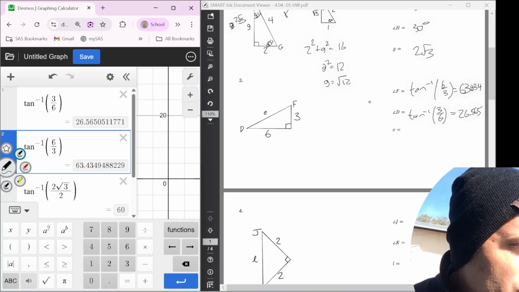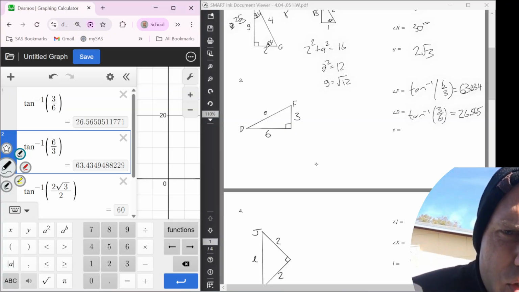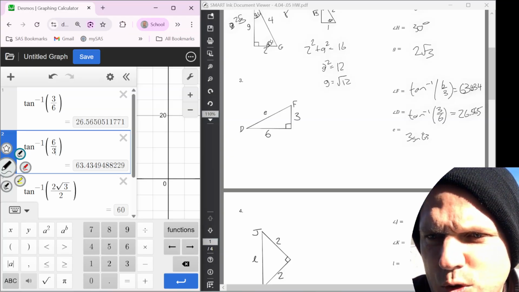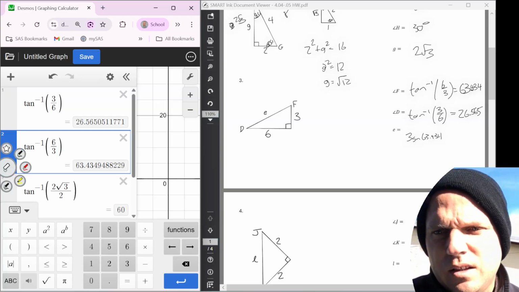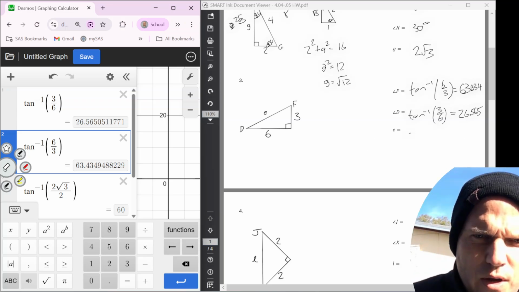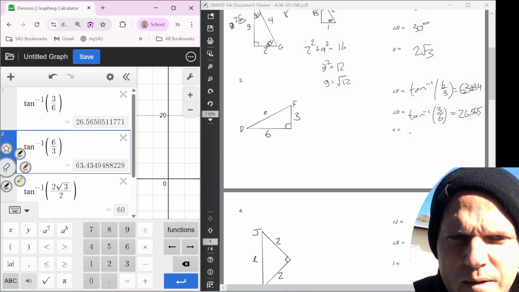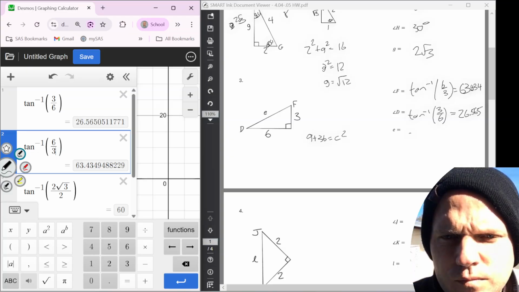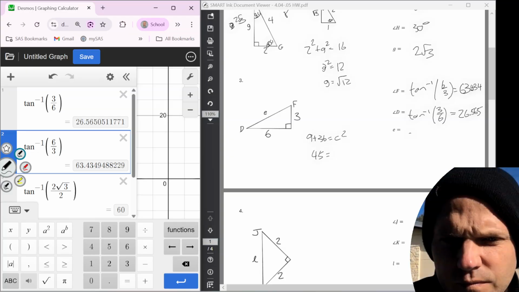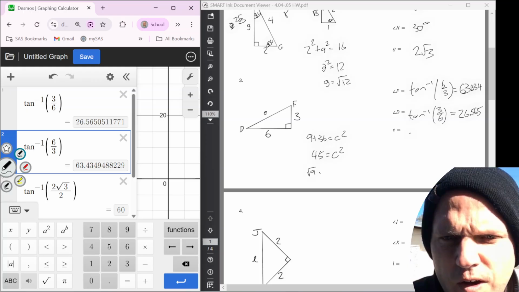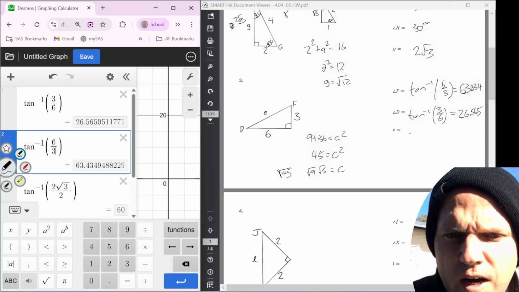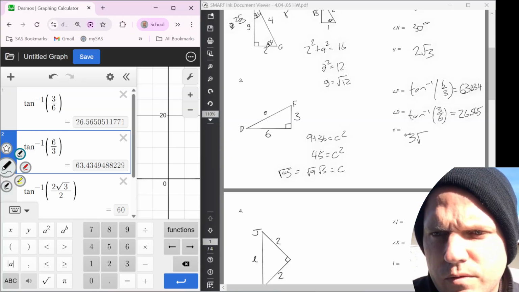You could actually use trigonometry if you wanted to. You could scale it. E could be 3 sine of 63.434 if you wanted to do that. But it's probably best just to use the Pythagorean theorem. So that's 9 plus 36. That's 45. That's root 9, root 5. C is the square root of 45. Square root of 45 is the square root of 9 times square root of 5, which is 3 root 5.